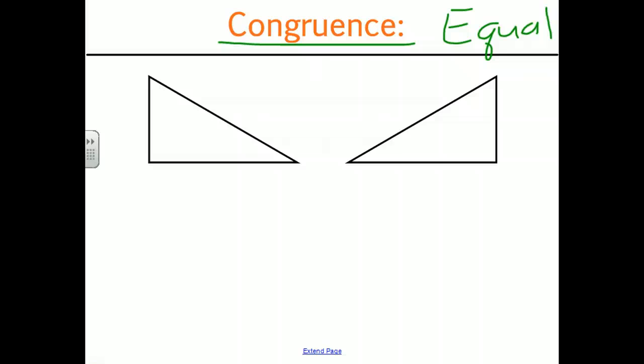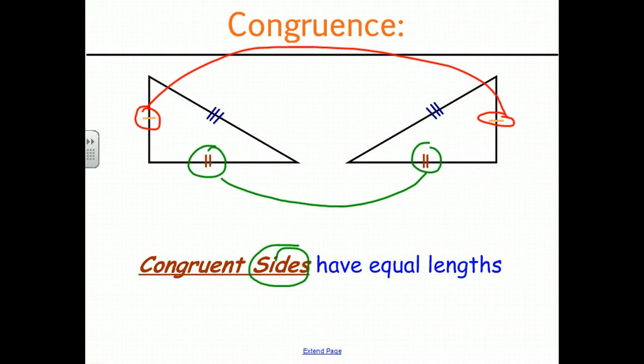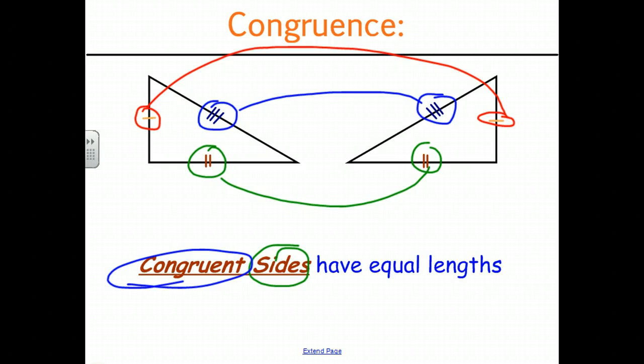So congruent sides, for example, have equal length. Between these two shapes, we have the shortest side over here with 1 hash mark to show that they are equal length. Those are congruent sides. With 2 hash marks, the slightly longer side in each of them, those are congruent sides. And with 3 hash marks across from what appears to be a right angle, those are equal sides. So those are congruent sides. For sides, congruence means they have equal length.